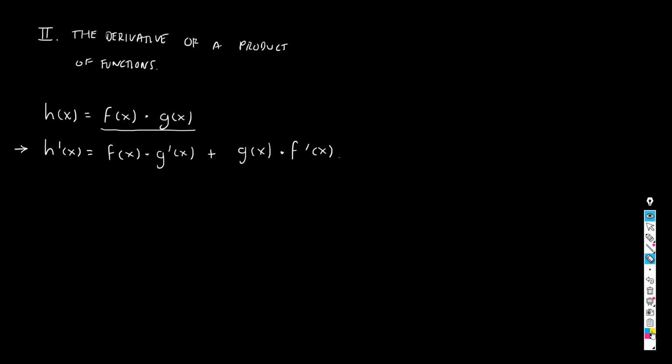Now let's put it to use. Suppose that I give you the following function: f of x equals x squared times the sine of x. If you notice, this function f can be understood as the product of two functions, one of which is this one, x squared. This can be considered as a function, and the other function is sine of x.